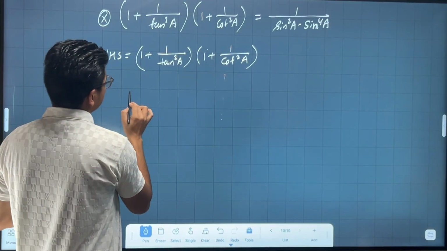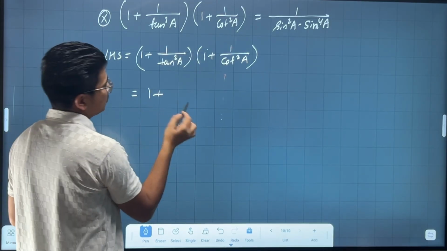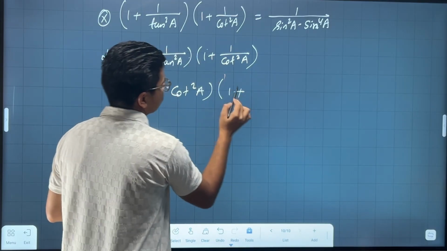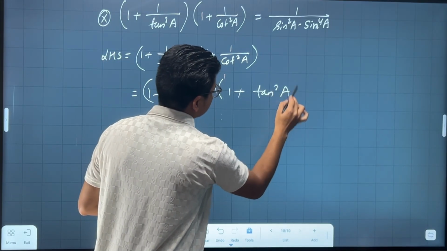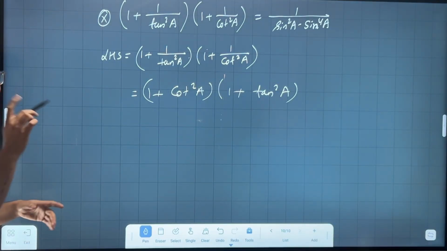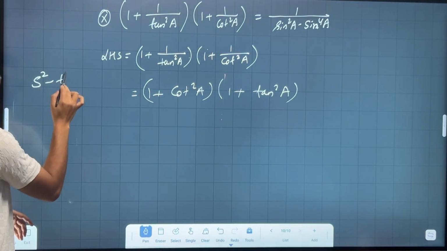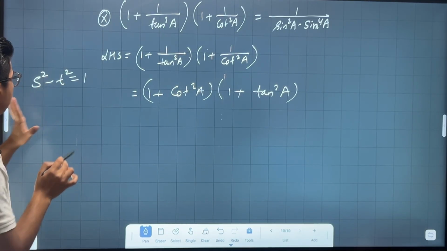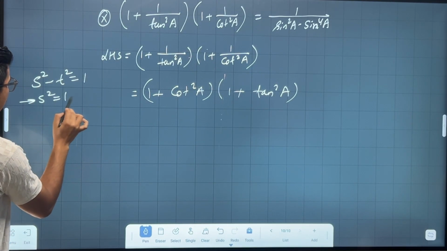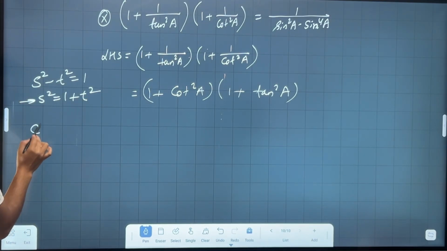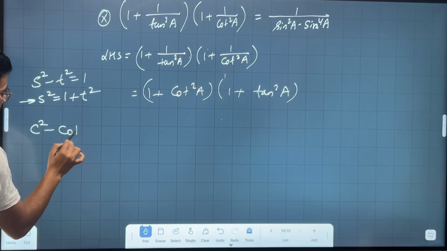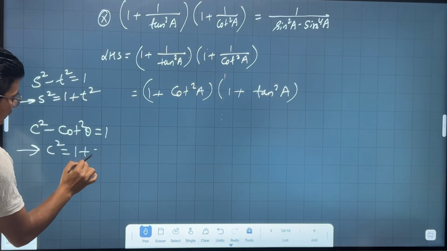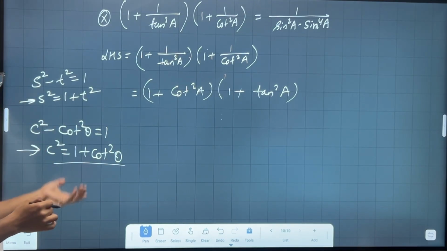On the left hand side we have this 1 plus 1 by cot square a, reciprocal relation, right? And then 1 plus 1 by cot means again tan square a, correct? I have just applied reciprocal relation. Recall those two formulas, sec square theta minus tan square theta equal to 1. From here I can easily write sec square theta equal to 1 plus tan square theta. And do you remember cosec square theta minus cot square theta equals to 1. From here cosec square theta can be written as 1 plus cot square theta. So just apply these two formulas.